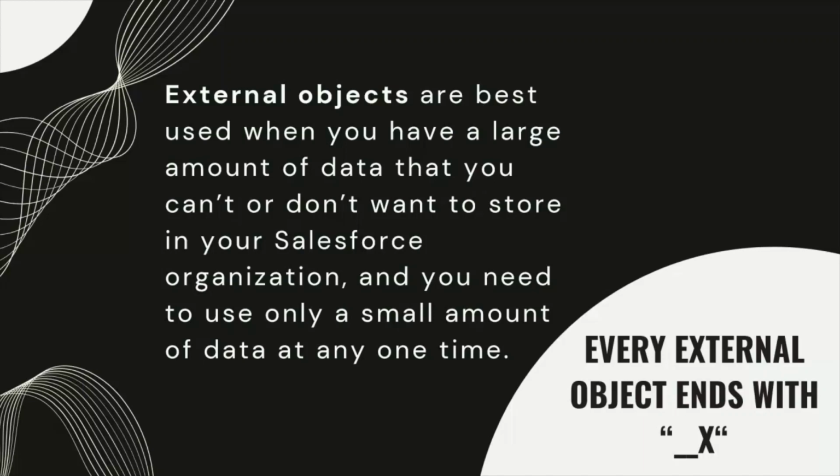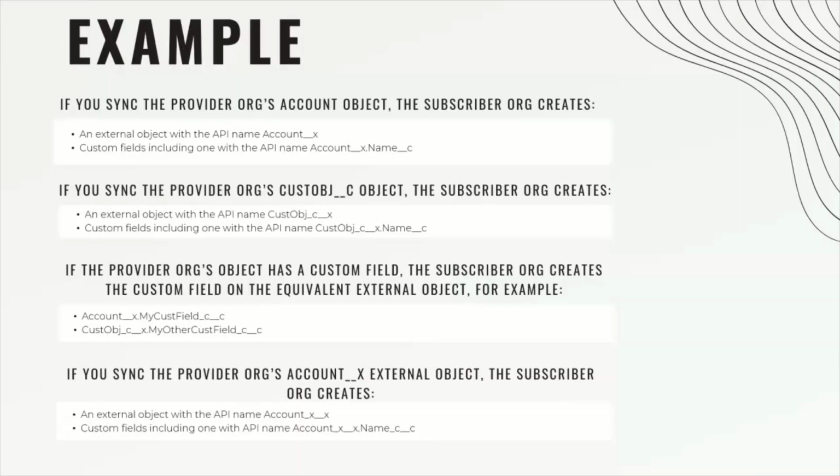For the custom object, it's __c. For the custom field, it's __c. In the same manner, for external objects, it is __x. For example, if you sync the provider org's Account object, the subscriber org creates an external object with the API name Account__x, with custom fields including one with the API name Account__x.Name__c. It's a custom field of the external object.